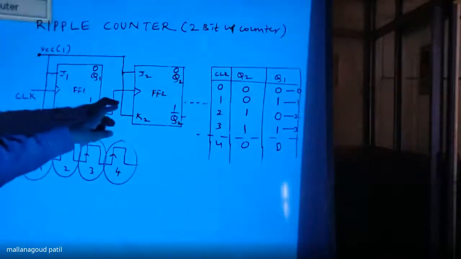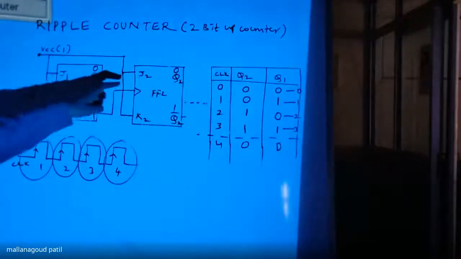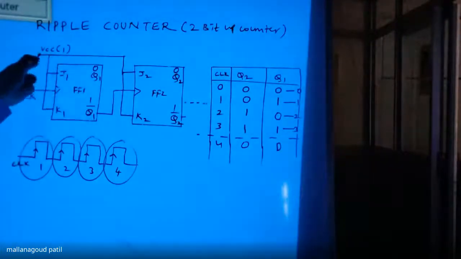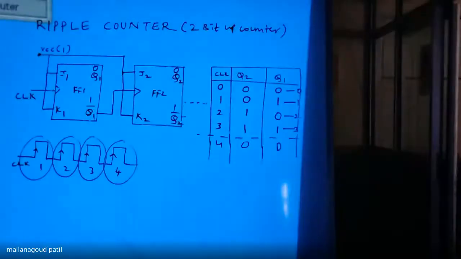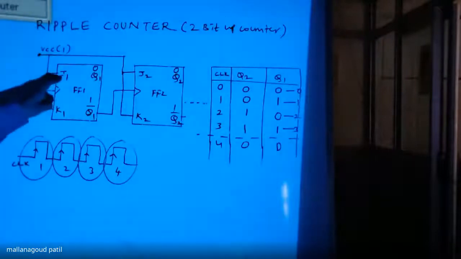How did I arrange my connections? I use JK flip-flop for both. J and K are tied together and connected to VCC. It acts as a T flip-flop, its input connected to 1, which means it toggles every clock. When T is connected to 1, JK shorted and connected to 1 acts as T, so at every clock it will toggle.